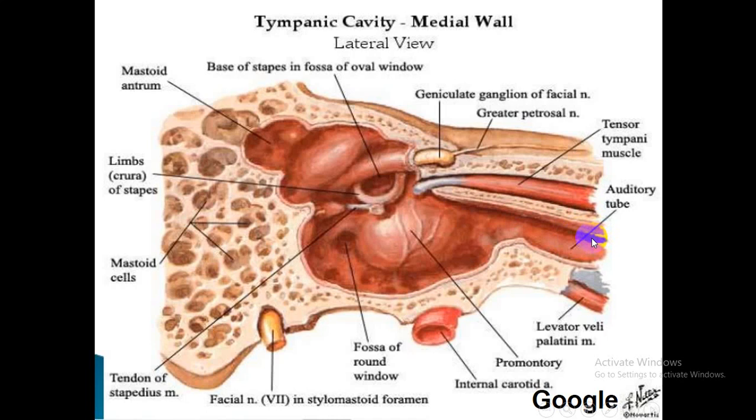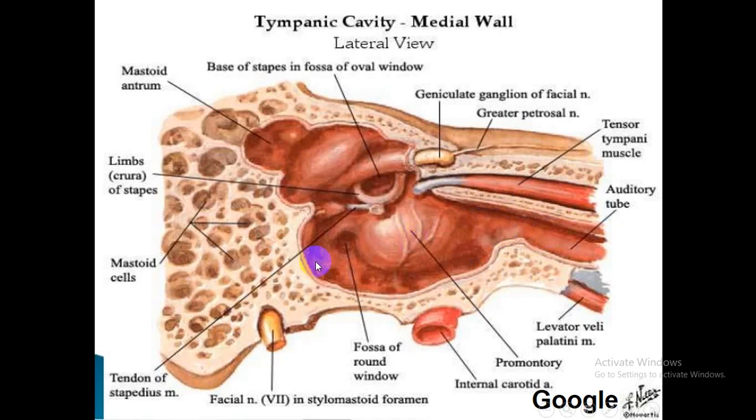So this is all about the anterior wall. We call it the carotid wall because this bone separates the middle ear from the carotid canal. The caroticotympanic nerve pierces it. The upper opening is for tensor tympani muscle, while the lower opening is for auditory tube.